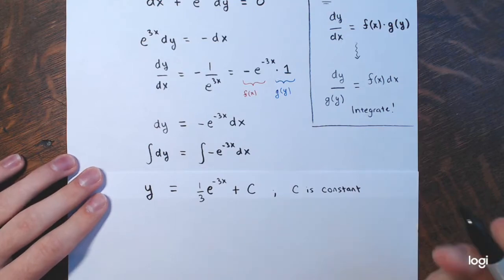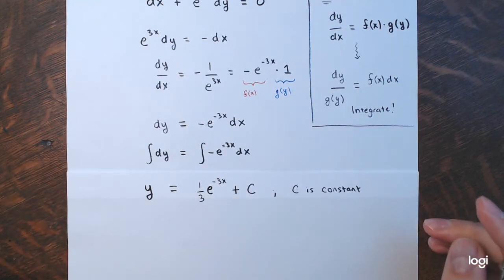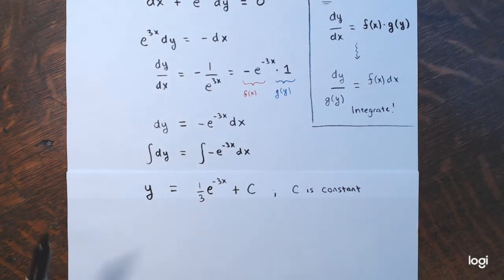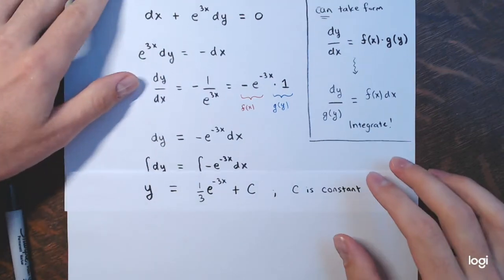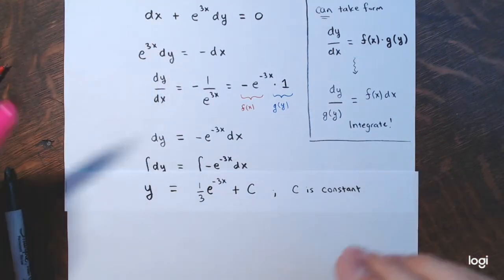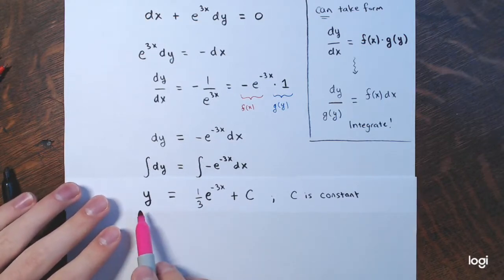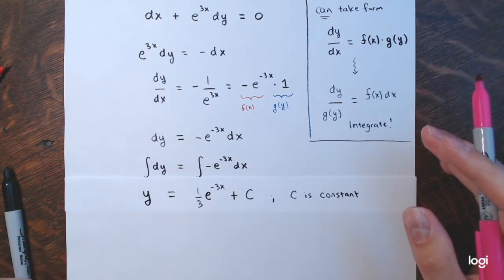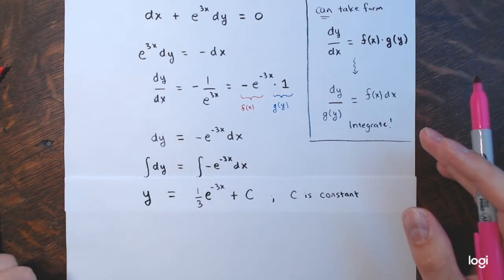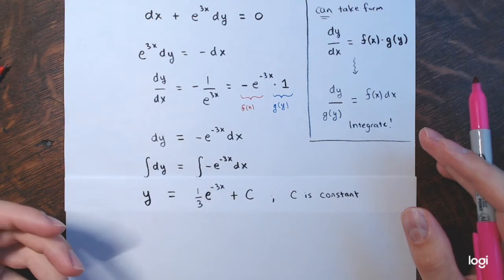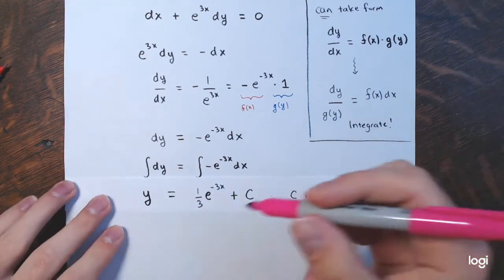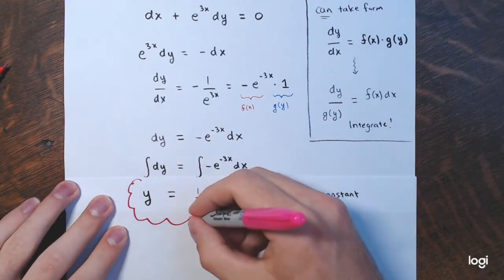And this is already solved for y. I've done it. I have found a solution, a one-parameter family of solutions to this differential equation. And if it weren't solved for y, if you end up doing something where the y is not alone, instead of it being an explicit solution, it would be considered an implicit solution. And then you could solve for y if you wanted to try to find explicit solutions, but this is fine.